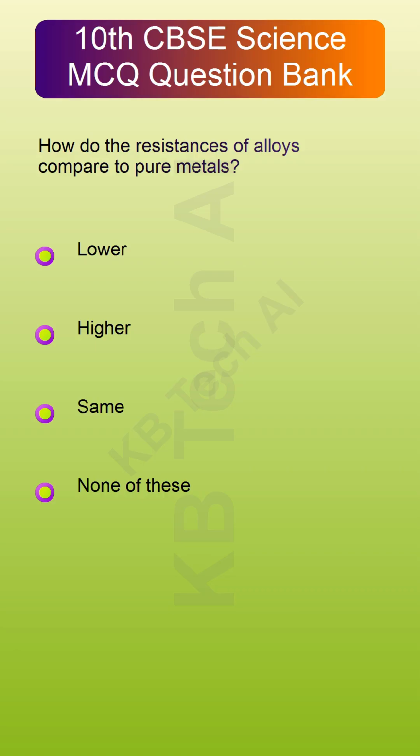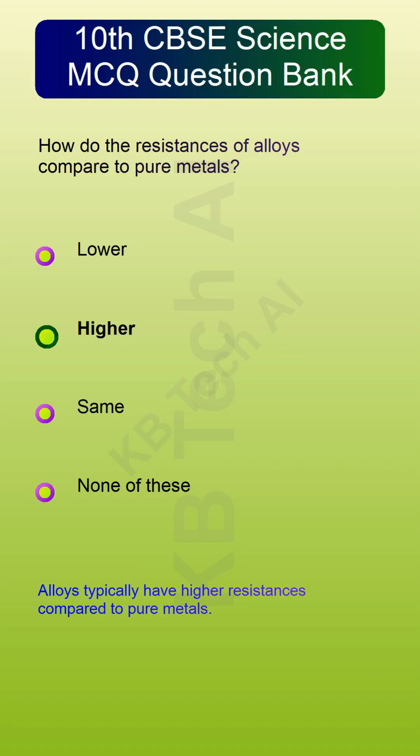How do the resistances of alloys compare to pure metals? Option 1, lower. Option 2, higher. Option 3, same. Option 4, none of these. The answer is Option 2, higher.